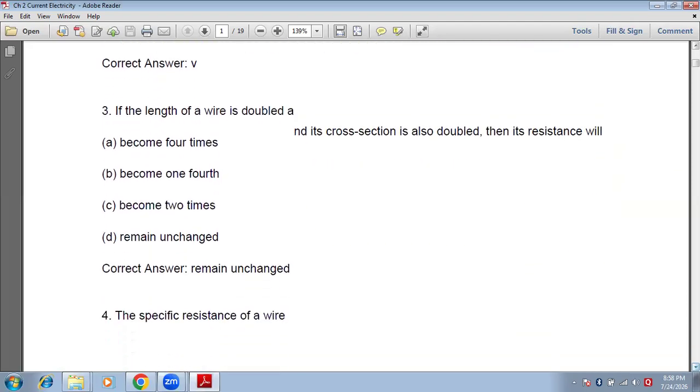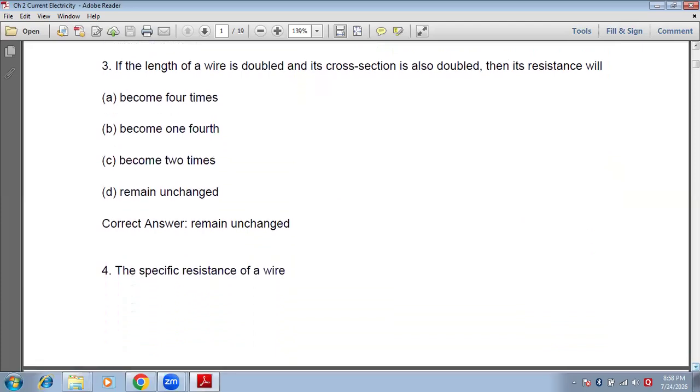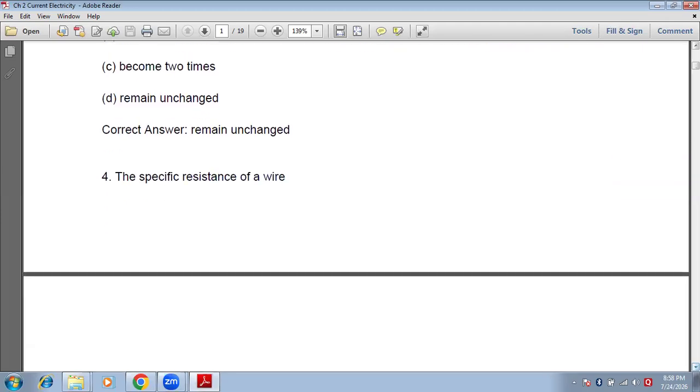3. If the length of a wire is doubled and its cross-section is also doubled, then its resistance will A. Become 4 times, B. Become 1/4, C. Become 2 times, D. Remain unchanged. Correct answer, remain unchanged.